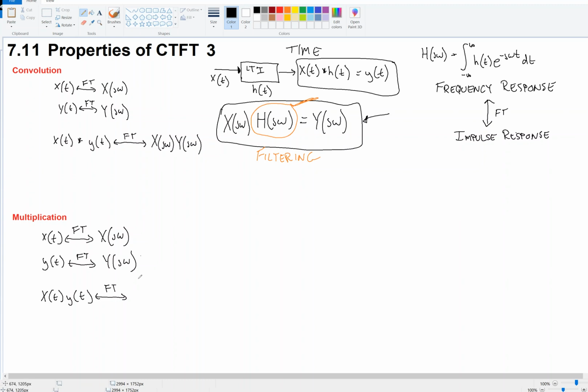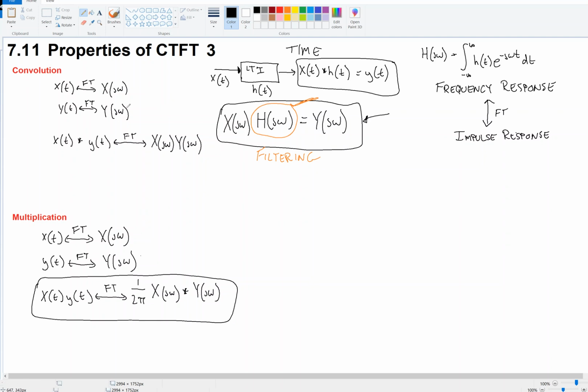what's its Fourier transform? It turns out that its Fourier transform is 1 over 2 pi times the convolution of the two transforms. That's the property. So why is that the dual?